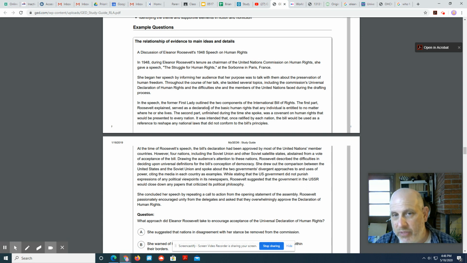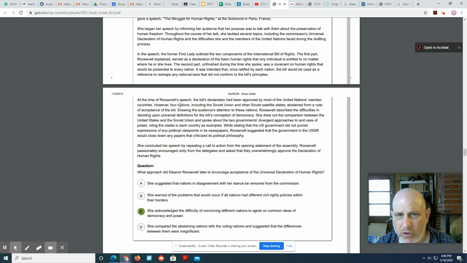So there's disagreements about what those rights actually are. That was one problem. The second part, unfinished during the time she spoke, was how are we gonna present these findings to every nation? Okay, how are we gonna make it like the law of the United Nations? Is each nation gonna ratify it? Some countries won't want to ratify it. How are we gonna do it?